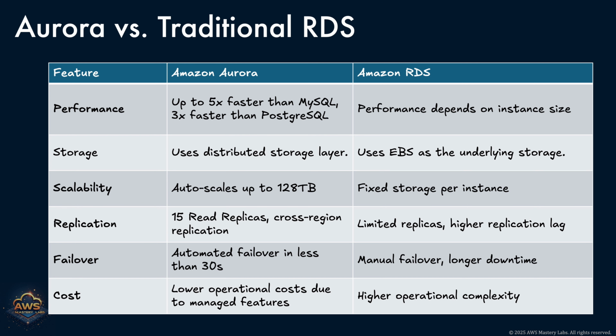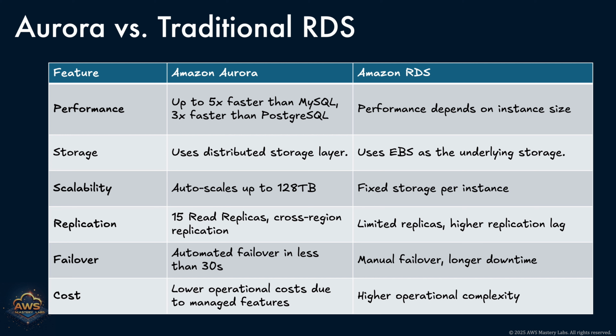Aurora also takes replication to the next level. It supports up to 15 read replicas per cluster, 3 times more than RDS. These replicas can be distributed across multiple availability zones, allowing you to scale out read workloads and ensure high availability for global applications. In terms of availability and resilience, Aurora outperforms RDS with much faster failover times, typically under 30 seconds. RDS, in comparison, can take several minutes to failover, which might not meet the requirements of mission-critical systems.